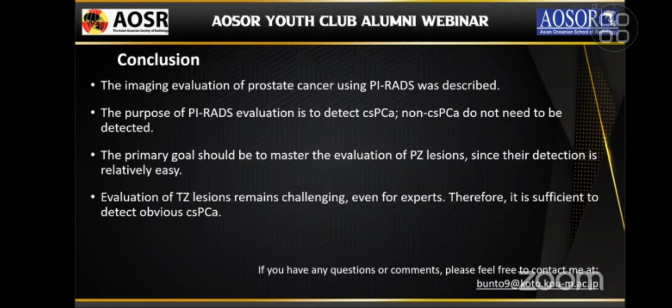Also, it has been reported that the use of DCE improves diagnostic performance in non-experienced readers. In conclusion, this presentation describes the imaging evaluation of prostate cancer using PI-RADS. The purpose of PI-RADS evaluation is to detect clinically significant cancers. Non-clinically significant cancers do not need to be detected. The primary goal should be to master the evaluation of PZ lesions, since their detection is relatively easy. Evaluation of TZ lesions remains challenging, even for experts. Therefore, it is sufficient to detect obvious clinically significant cancers.